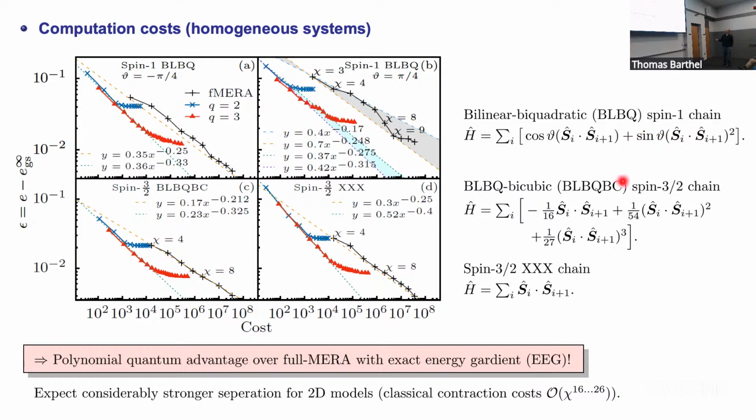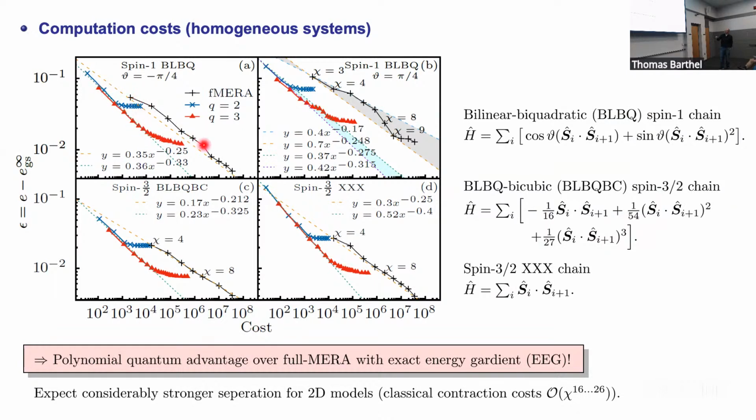Then also these spin 3/2 chains, with bilinear, bicubic, biquadratic terms, and then we also have the isotropic Heisenberg antiferromagnet. And in all cases, what the plots show here is, as a function of the cost, so this could be the quantum or the classical cost, we show the energy accuracy that is achieved, right? Of course, the energy accuracy should improve as we invest more resources.